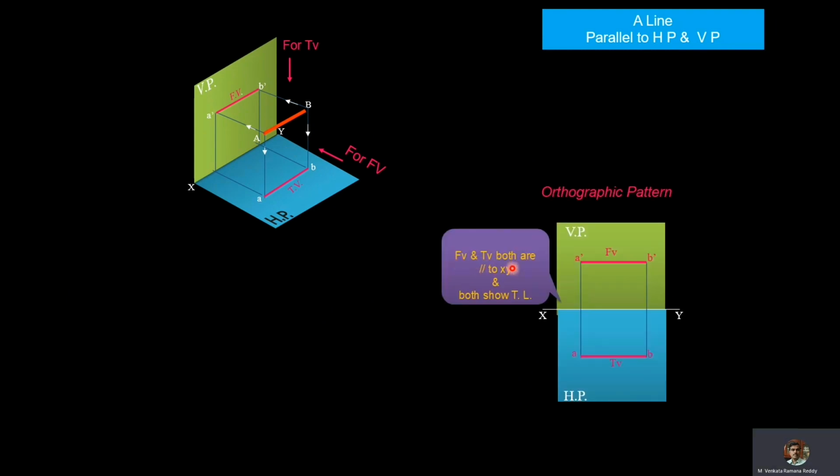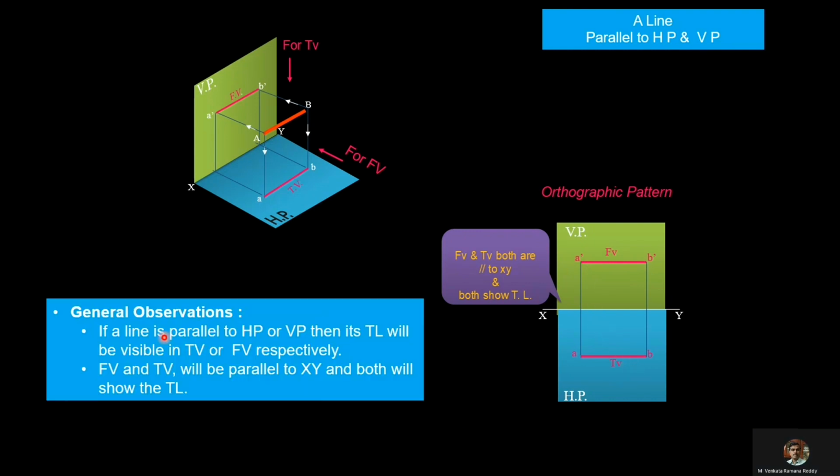Here, both in front view as well as top view we will get true length because the line is parallel to both HP as well as VP. If a line is parallel to HP or VP, then its true length will be visible in top view or front view. Here, front view and top view will be parallel to XY and both will show the true length. That is, when the line is parallel to any plane, on that plane we'll get true length. Here in this case, the line is parallel to both HP and VP, so on both HP and VP we'll get true length.